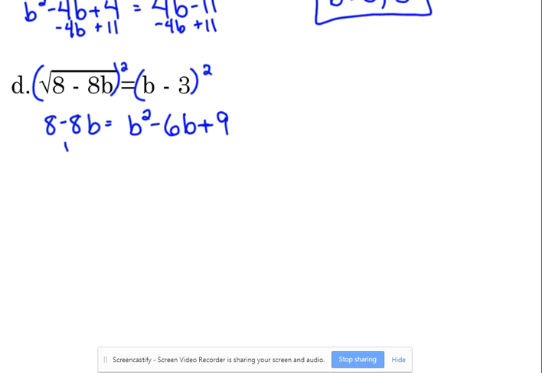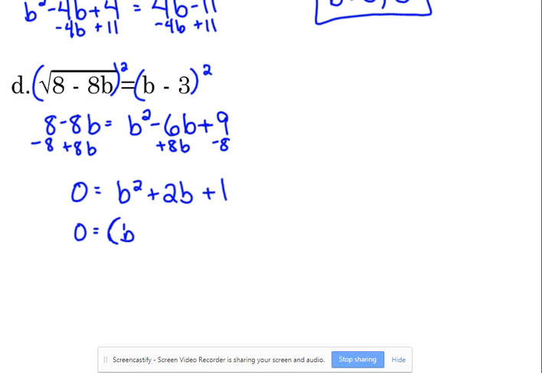So in this case, we're going to move everything to the right side. So we add 8b and we subtract 8. So we get 0 is equal to b squared plus 2b plus 1, which is a perfect square trinomial, and factors into b plus 1 times b plus 1. So we get b equals negative 1 for a solution.